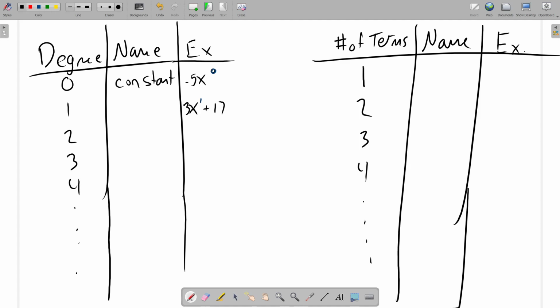So what is the name if the degree is 1? What kind of function, if you were graphing this, would it look like? This would be a straight line. So we call this linear.